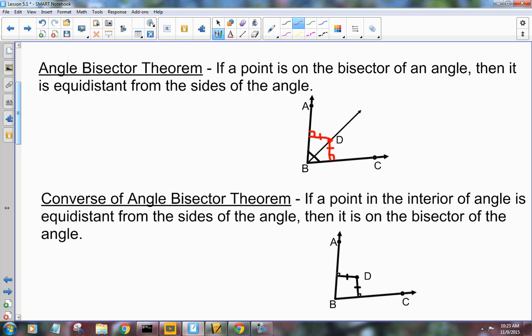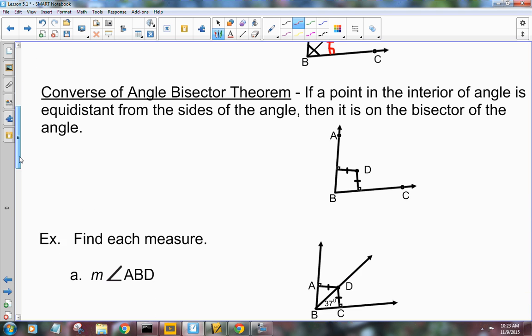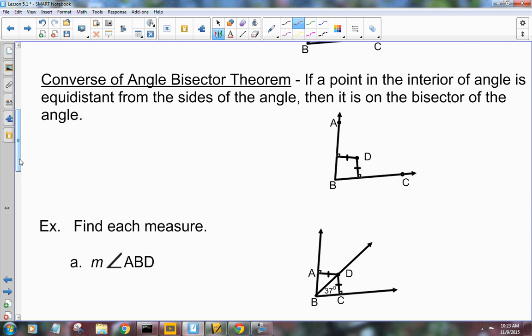The converse of that is also true. It says if a point is in the interior of an angle and is equidistant from the sides of the angle, then it is on the bisector of the angle. So notice here, B again is in the center, and we see that it is equidistant from the sides. We know it's equidistant because it's marked and the sides are perpendicular. And this theorem says that since that point meets that requirement, if I were to put the vertex in that point, then it would be on the bisector of the angle.